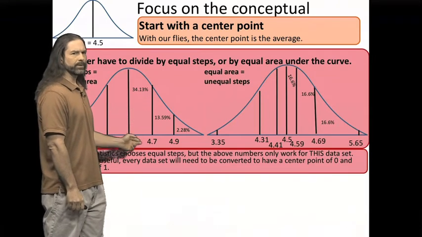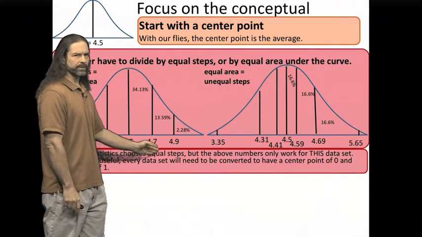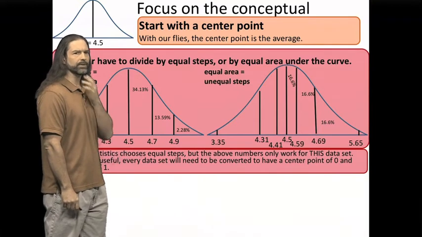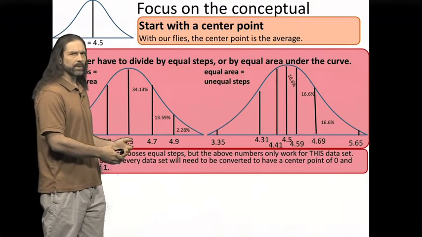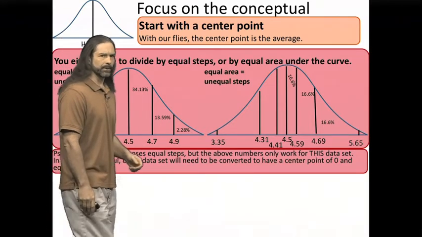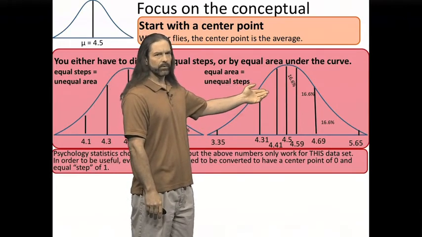So I have 0.2 for the step here, but it's 34.13% in terms of area. 0.2 for the step here, but it's only 13.59% in terms of the area here. So if I have equal steps, I end up with unequal area. My other option would be to go with equal area, as we see over here.